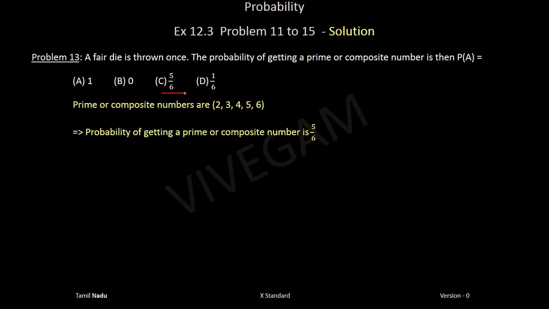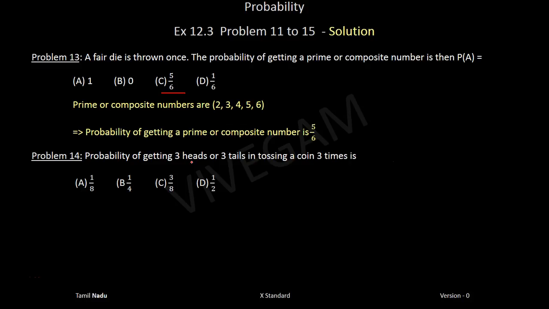Okay. So, let's go to problem 14. Probability of getting 3 heads or 3 tails in tossing a coin 3 times is, they have given us a few options. See, whenever you toss a coin, you have 2 options. You will get head or tail.